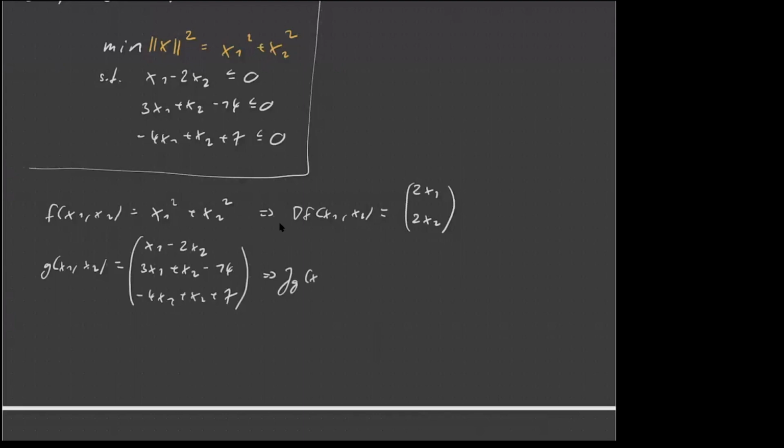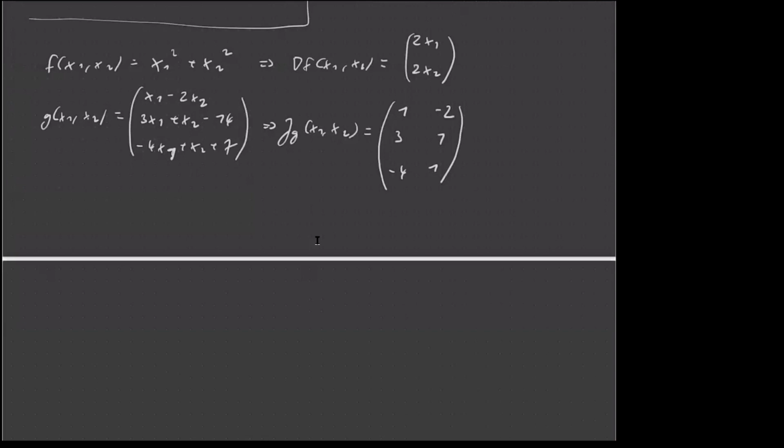So the Jacobian of g would be, let's see, the derivative with respect to x1. So that is a 1. For x2, we get a minus 2. Then we have 3, 1. And finally, minus 4 and 1. Okay, so that's the Jacobian for g.